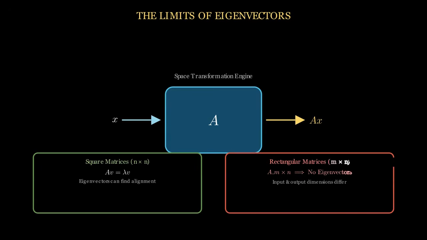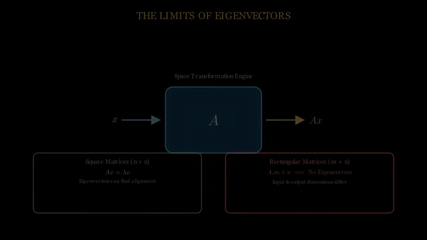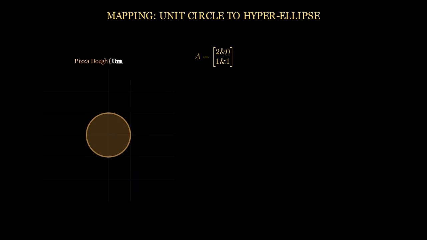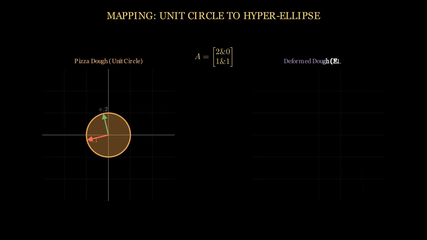Eigenvectors can achieve this, but only for special square matrices. Most square matrices lack perpendicular eigenvectors, and rectangular matrices lack them entirely. We need a more universal tool. Let us make this everyday intuition geometrically precise. Imagine rolling out a circular piece of pizza dough. Assuming a linear stretch, that circle deforms into an ellipse.